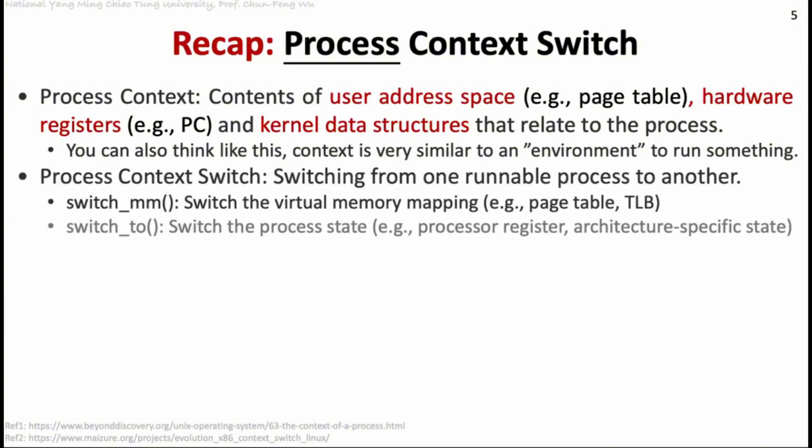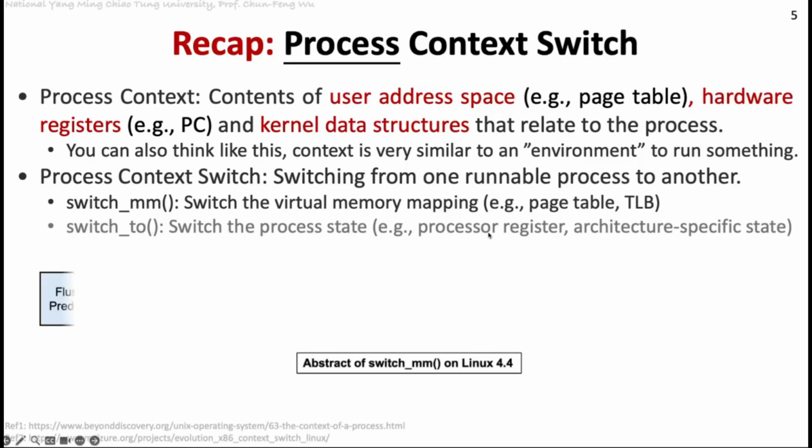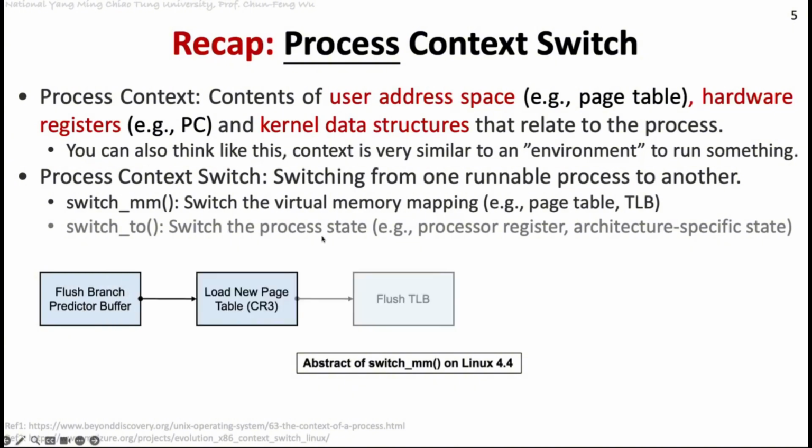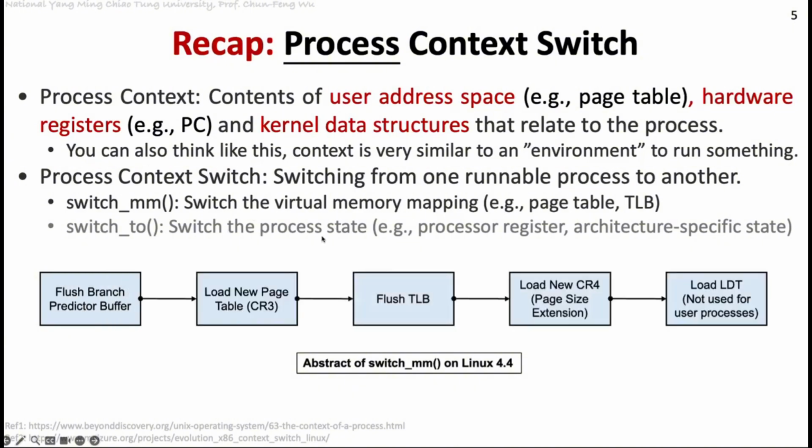We talked about process context switch. It includes two components. One is switch-mm, which switches the virtual memory mapping. The other is the switch-to function, which switches the process state. We talked about the details of switch-mm, but I will skip them here. The main key concept is that when you do a process context switch, you need to switch the virtual memory mapping and then the process state. I think this is the core part that I want you to know.